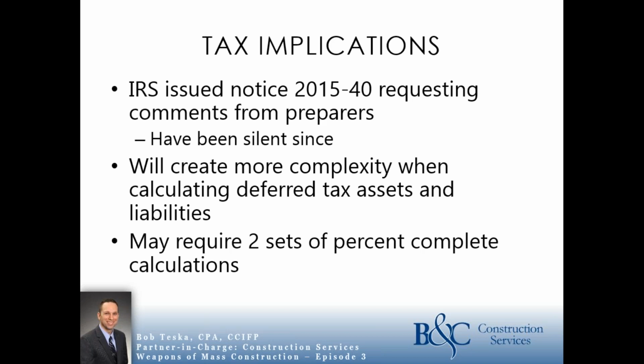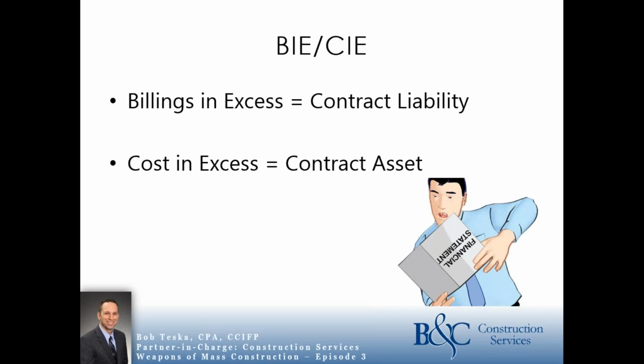The IRS has said there will be an automatic change using Form 3115, saying that you can elect that now my new book policy is the new Rev Rec. If you did that, that would eliminate the need to have two percentage of completion calculations, but I would imagine most people are going to do. Billings in excess and costs in excess, you know, the guidance was calling this contract asset and contract liability.